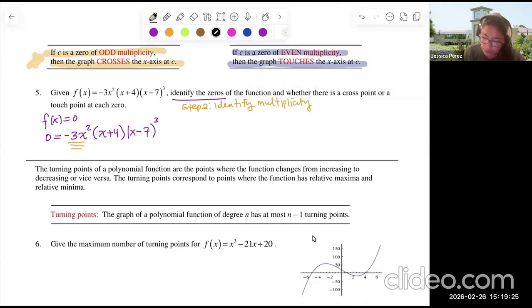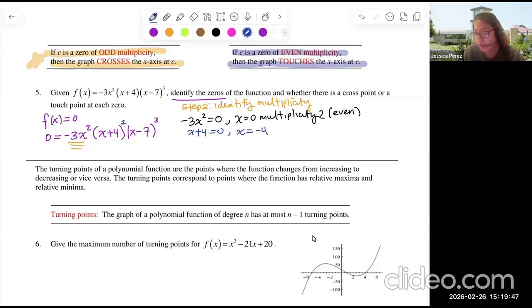So then what do we have to do now? So then we have negative 3x squared is equal to 0. That means that x is equal to 0. And we'll have a multiplicity of 2. Again, that means that we have an even multiplicity right there. Then we have x plus 4, that's raised to the first power, is equal to 0. So we have x equals negative 4. That will have a multiplicity of 1, which is an odd multiplicity. And then the last one is x minus 7, set that equal to 0, and I get x is equal to positive 7 with multiplicity of what?